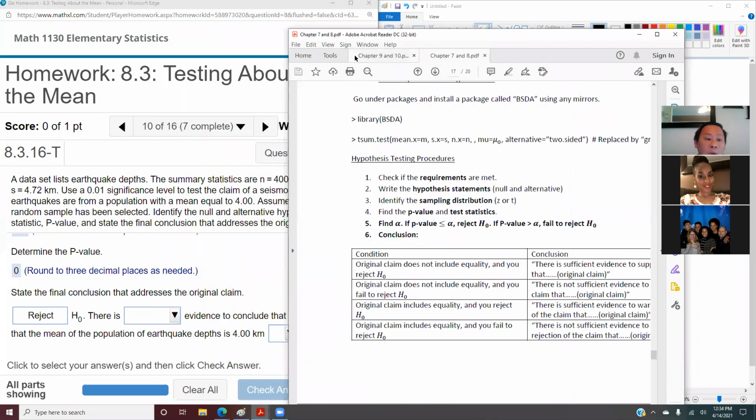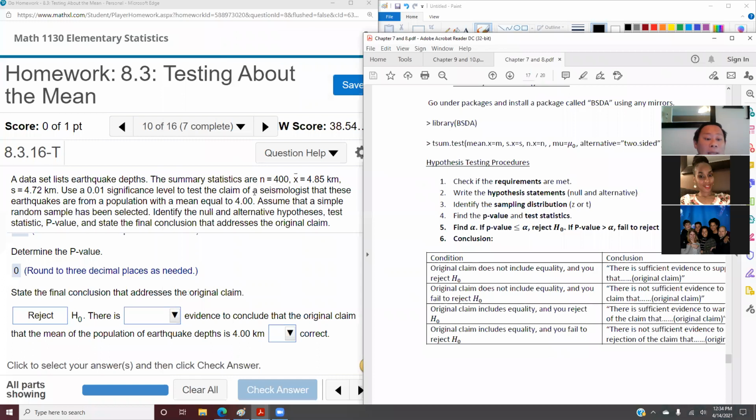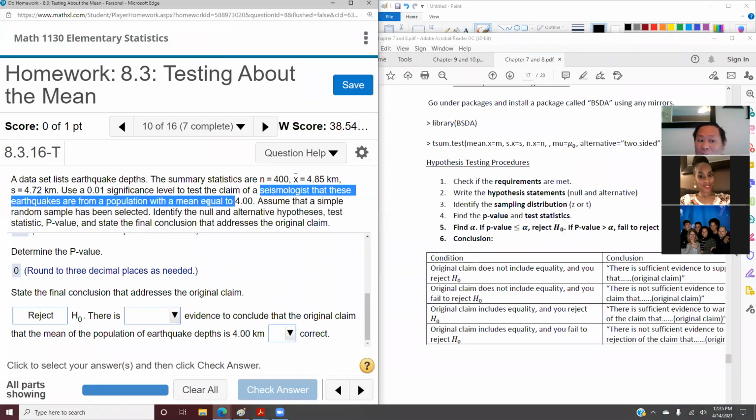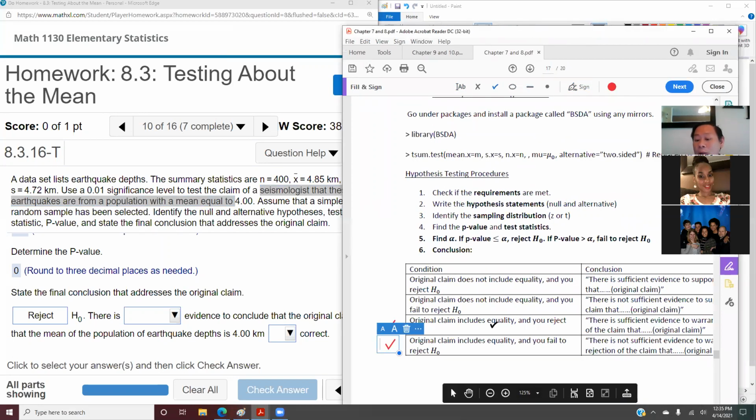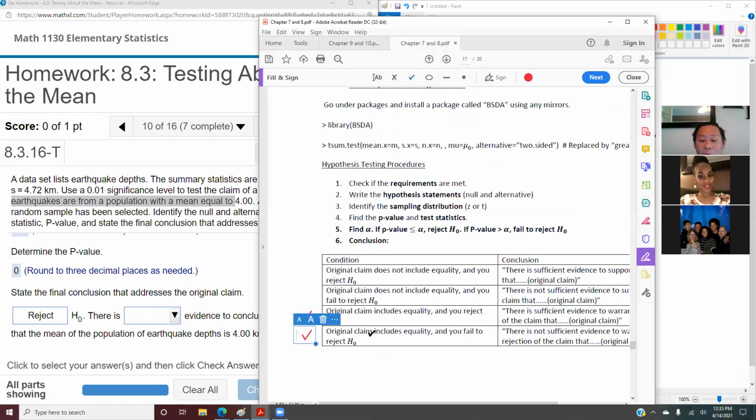So how do we do it? We read the claim statement again. And since this claim statement has an equal sign, it has equality. So your choices are either the third or the fourth one, because your claim statement has equality. And then you have to look at the fact that you are rejecting your H0, so we are picking this conclusion to write.